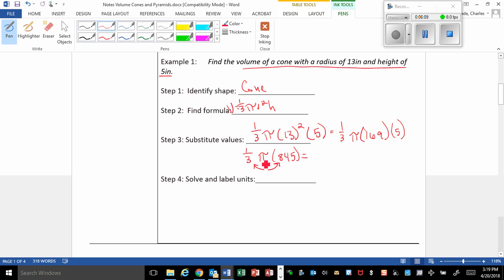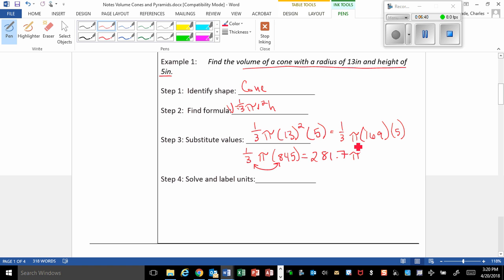Multiplying by 1/3 is the same as dividing by 3. So let's take 845 and divide it by 3. That's going to give us 281, and I'm going to round here, times pi.